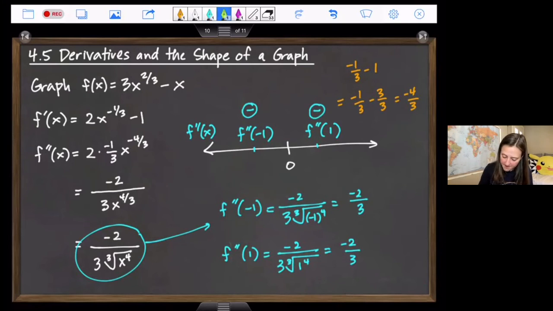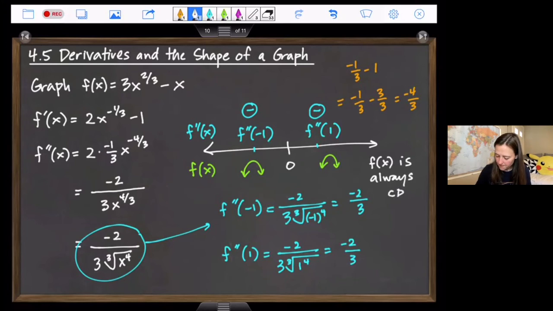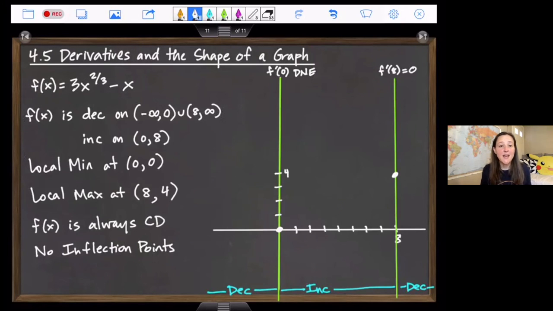All right, so we're going to say that f of x is concave down like a frown. Okay, so f of x is always concave down. That actually means that we don't have an inflection point. In order for that x equals 0 to count as an inflection point, we'd actually have to change concavity. So we're just going to say that we're concave down always. All right, so all I've got to add right now is that f of x is always concave down. So I'm just going to say across the board, we are always concave down. All right, so everything we draw is going to be concave down.